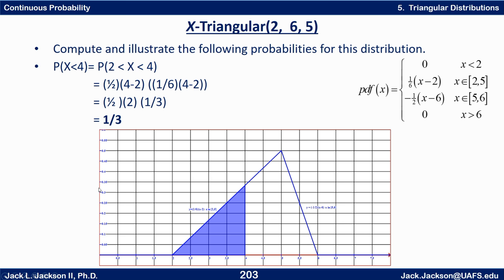That should agree with the grid. 1/3 is 0.3 repeating, so that looks pretty close there. That looks good. So the area is 1/2 times base times height. That's 1/2 times 2 times 1/3. That's just 1/3.